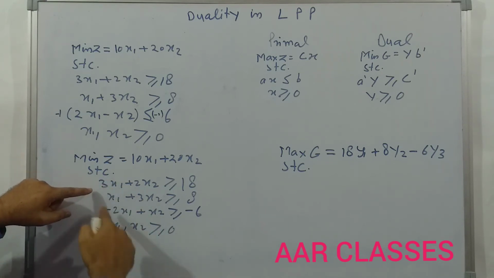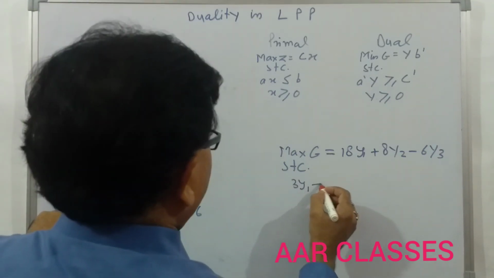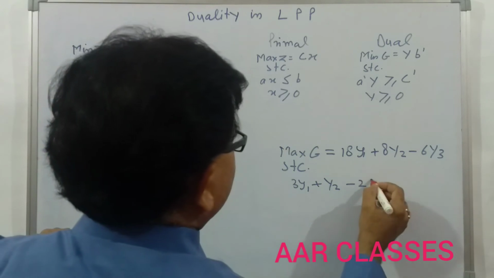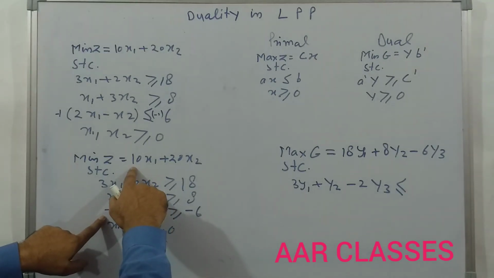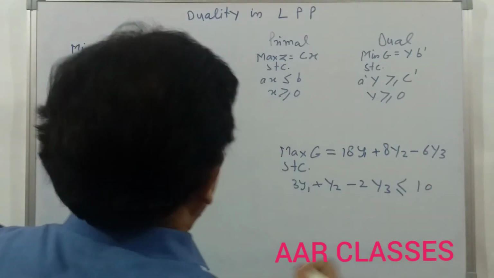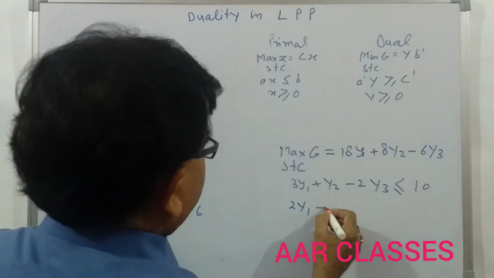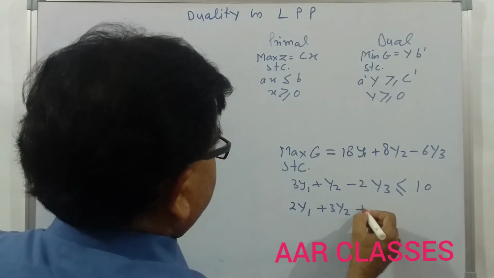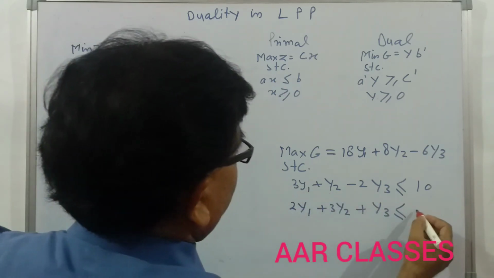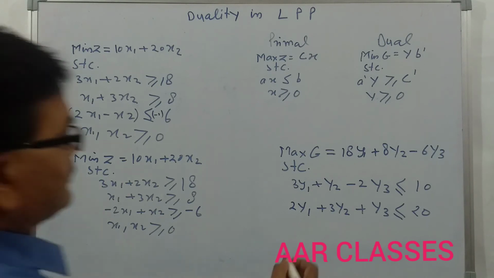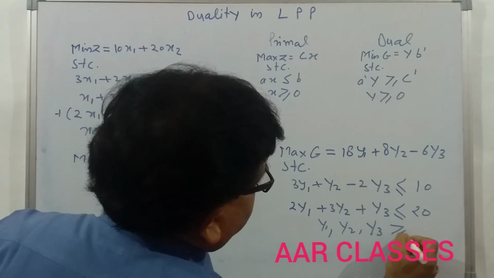तो ये जो कॉलम है ये रो हो जाएगा. सो हियर 3y1 प्लस y2 माइनस 2y3 इज लेस देन और इक्वल टू फर्स्ट दैट इज c dash, सो हियर 10, एंड 2y1 plus 3y2 plus y3 is less than or equal to 20 and y1, y2, y3 greater than or equal to 0.